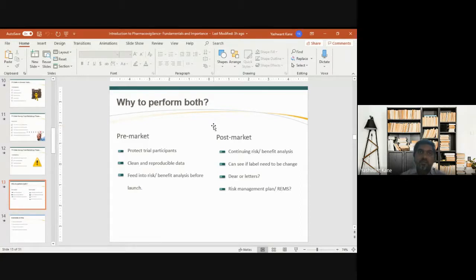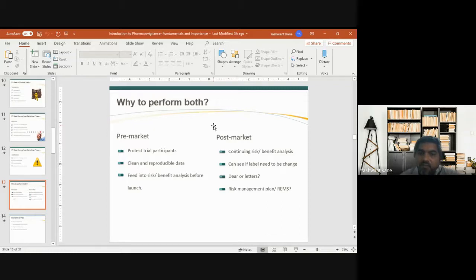Feed into risk benefit analysis before the launch: we know basically the major risks, the major signals, or the efficacy areas of the drug before we launch to the market, and that's why we should be doing the pre-market safety reporting. Post-market, because we have to continue analyzing the risk benefit ratio for the drug.